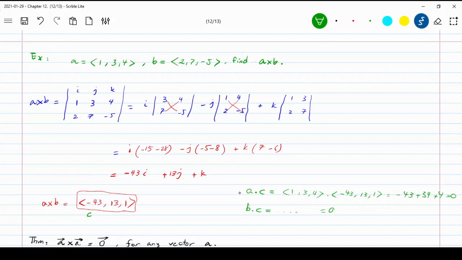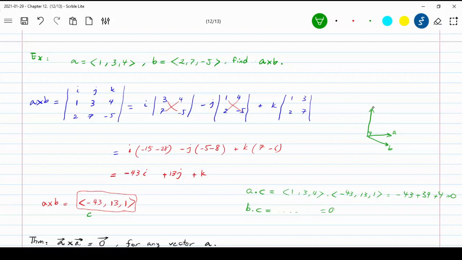Again, this doesn't mean that A and B are orthogonal. This only means that if you have two vectors like this, this is A, that is B, there is a third vector that is orthogonal to both of these two vectors.